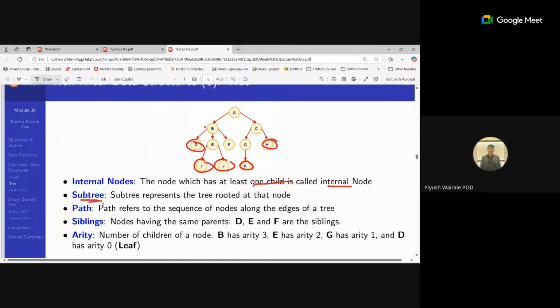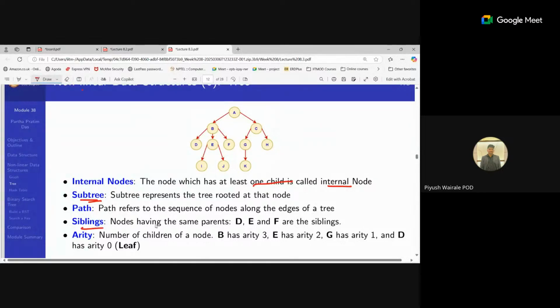What is a subtree? We can say a subtree represents the tree rooted at that particular node. Now, what does this mean? If I say the subtree of this node C, then H will be a right subtree, and this entire thing will be a left subtree of this particular node C. For this node A, this entire thing will be a right subtree, and this entire thing will be a left subtree, like that. So the subtree represents the tree rooted at that particular node.